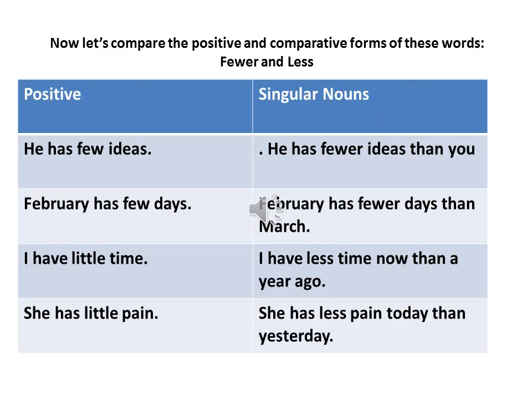Now let's compare the positive and comparative forms of these words, fewer and less. Positive: he has few ideas. February has few days. I have little time. She has little pain. Comparative: he has fewer ideas than you. February has fewer days than March. I have less time now than a year ago. She has less pain today than yesterday.